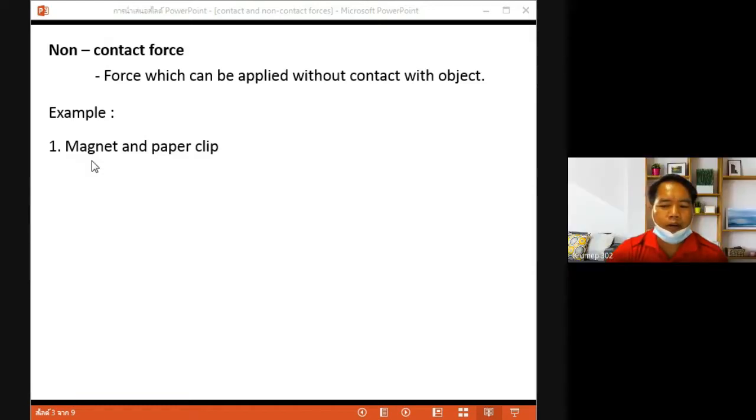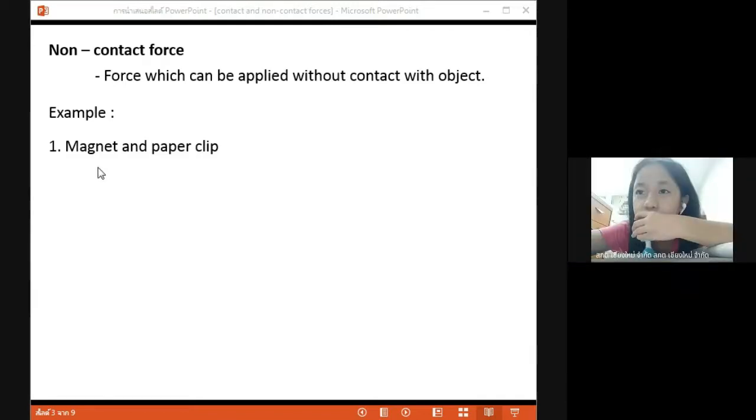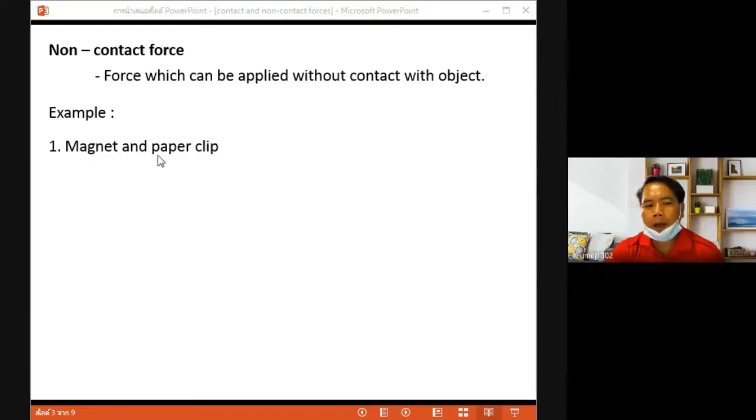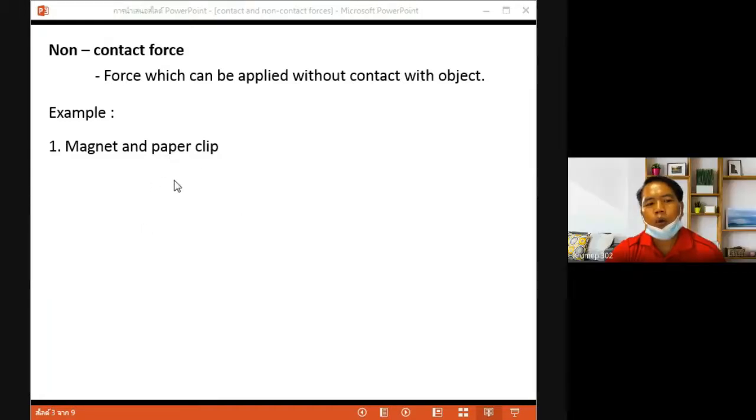Yes or no? Yes. Okay, very good. How about paper clip? Yes. Okay, so we have here a picture of a magnet.